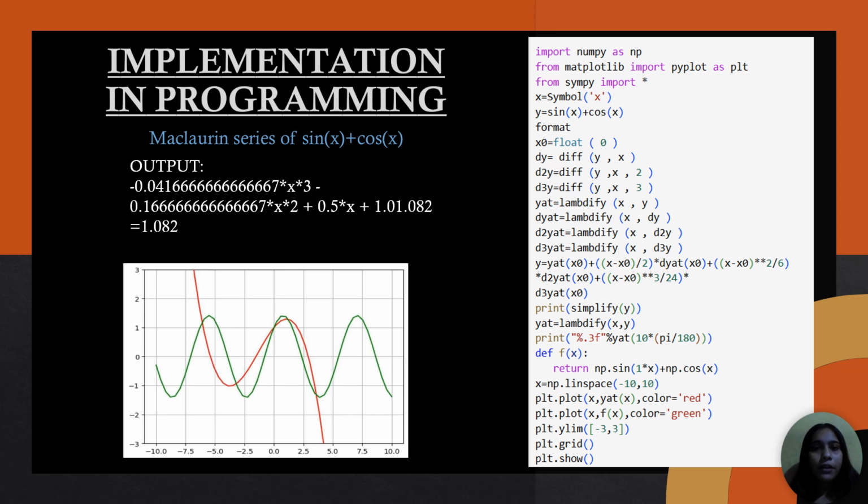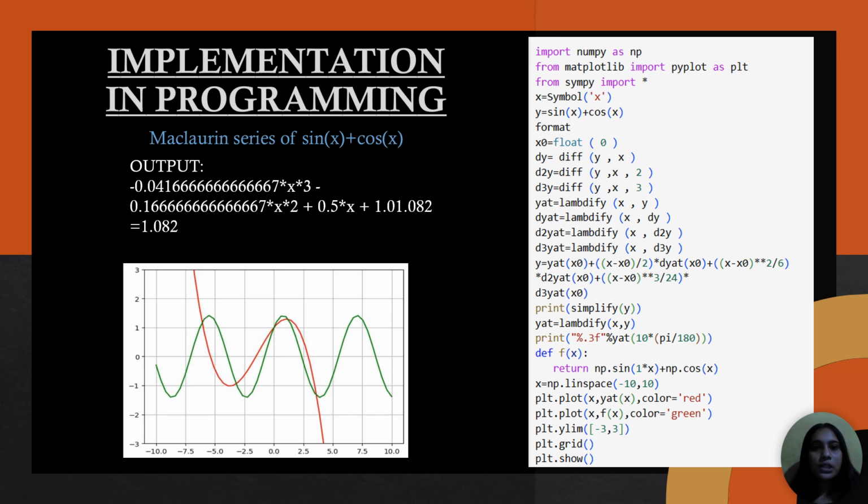So this lambdify function will convert the symbolic expressions into a Python function for numerical evaluation or calculation. And then you can see we have used the Maclaurin series formula for the calculations. So this constructs the expansion up to the third degree. We have taken it up to the third degree because we know the answer till the third term. And then we have used a print function.